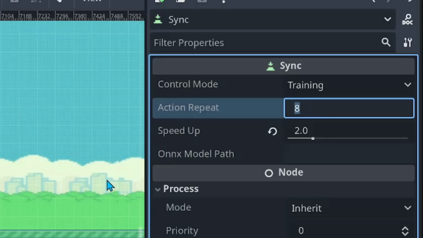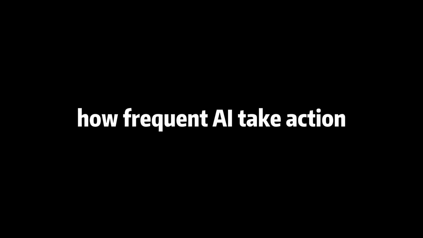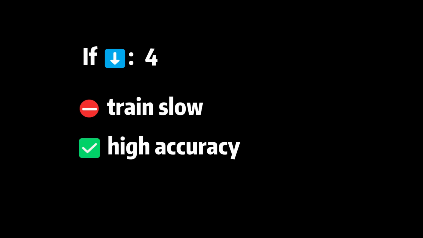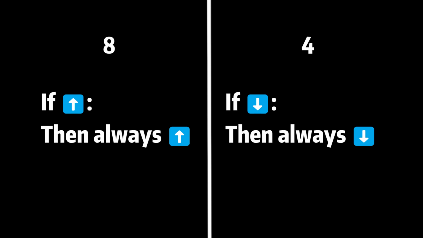Now, the second option is action repeat. You can see here I put 8 step. What is this? This means how frequently your AI takes action. In very simple words, if you put a high action step like 8 step, you will train faster but with lower accuracy. But if you put a low action step like 4 step, then you will train slower but with higher accuracy. Just make sure that for the same AI model, you don't change the action step. If your model is 8 step when training, in the result, put 8 step also. Don't put 4 step.